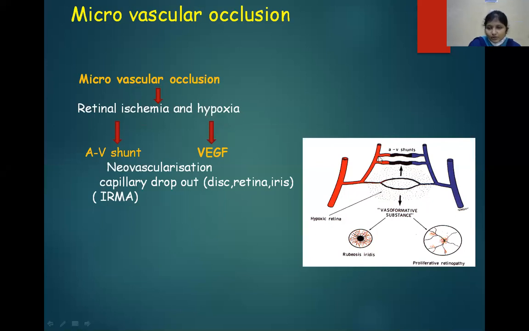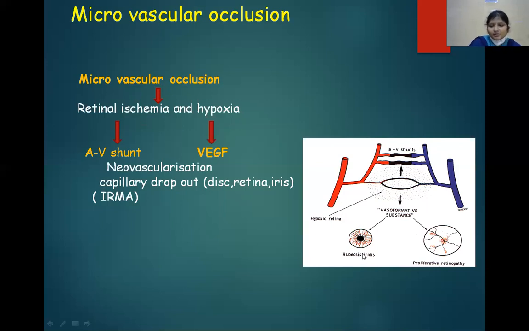So to restore blood supply, what happens? There is development of arteriovenous shunts. And also there is increased expression of vascular endothelial growth factor, leading to neovascularization. This neovascularization can be present at the disc, elsewhere, or in the iris. Where it is present in the iris, it is called rubeosis iridis.